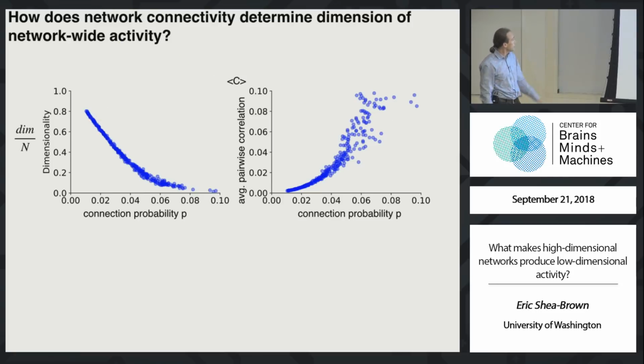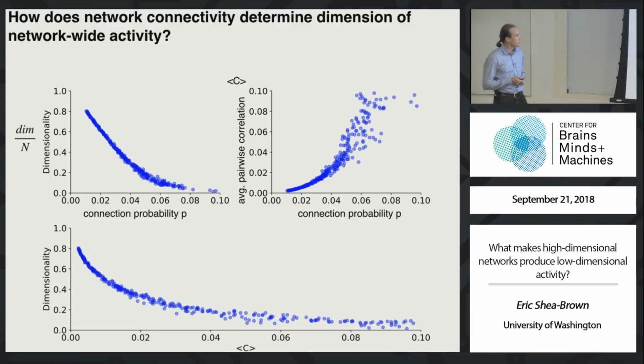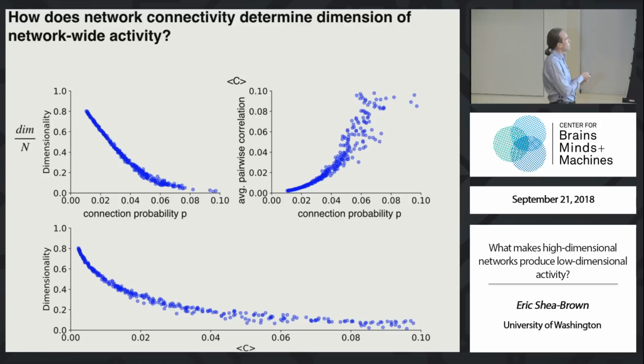Let's also plot their dimensionality on this other axis here. And we see that as I make the networks more and more connected via P, the dimensionality also goes down. These things are no longer firing independently. What I find interesting about this plot is the relationship between these two quantities. We know one's going to go up, one's going to go down.